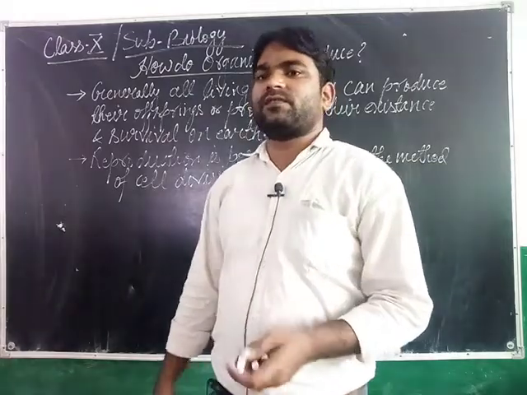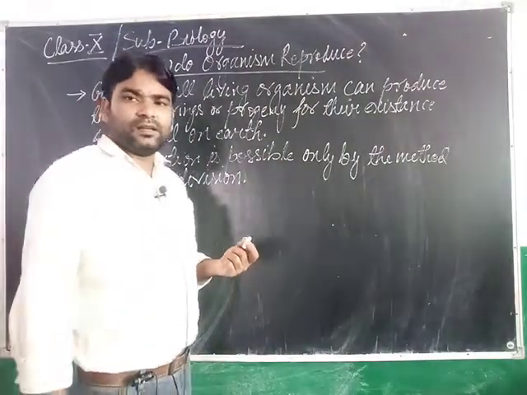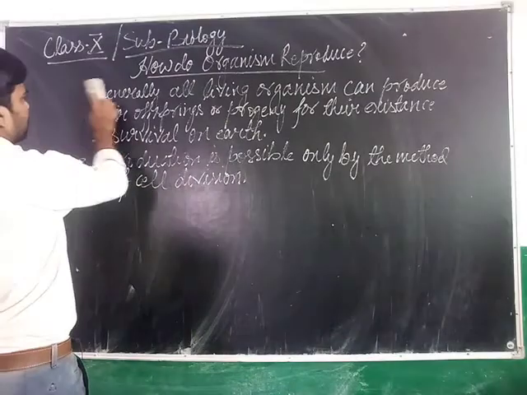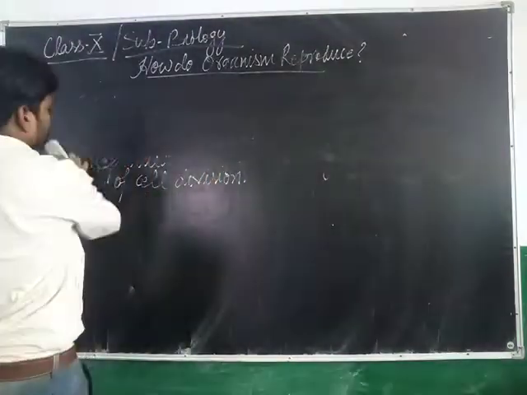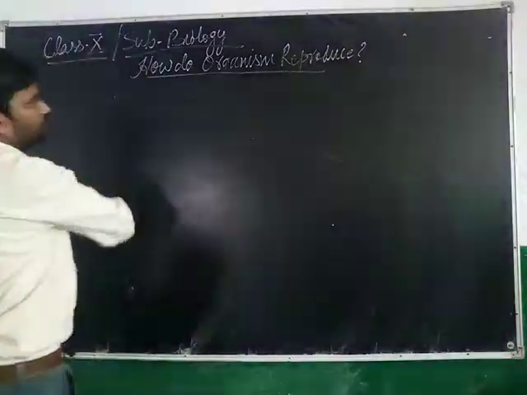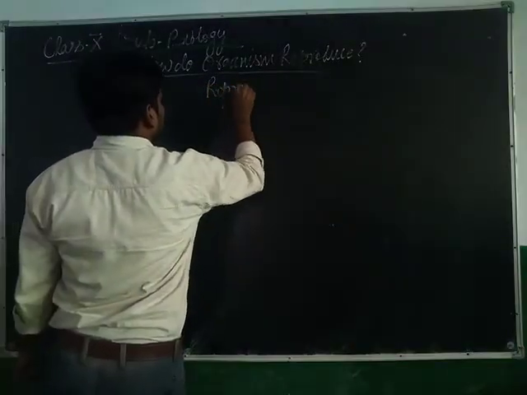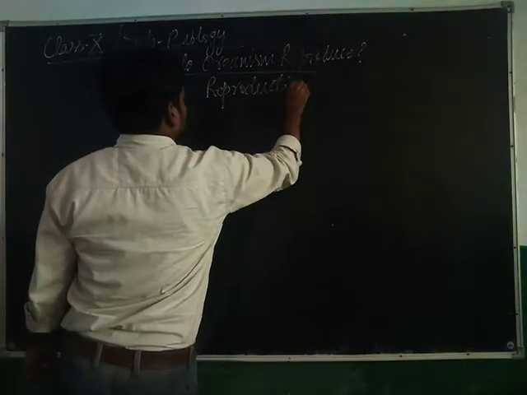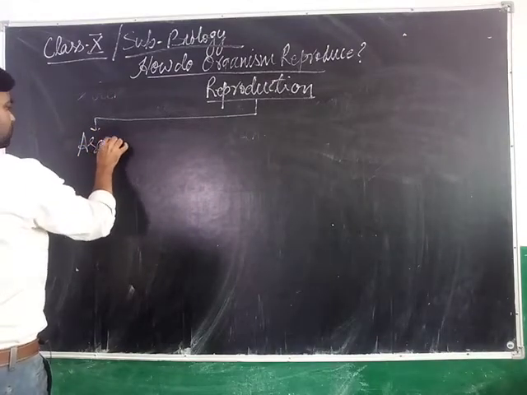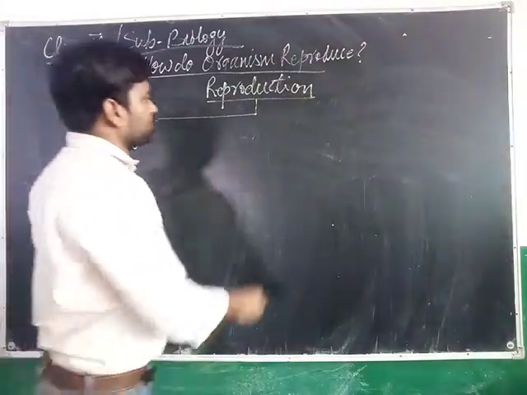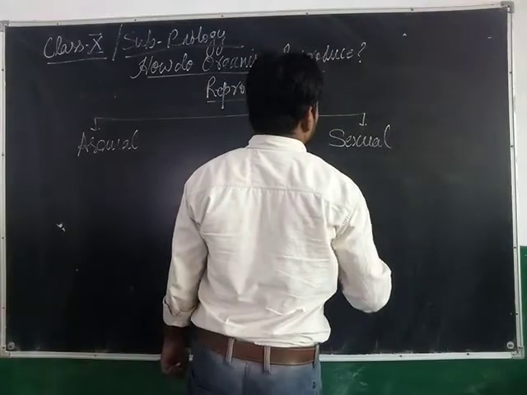So reproduction is further divided into two methods. Reproduction is carried out by two methods: asexual and sexual reproduction. Reproduction is of two types, asexual and the second one sexual method, as you have already learned in your previous classes.